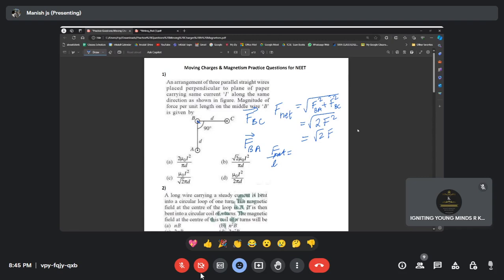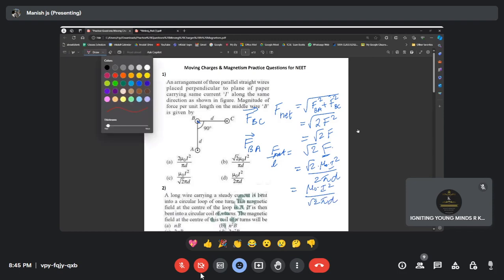So here again, root 2 into F. Force acting per unit length: I am going to substitute root 2 times F, which is nothing but mu naught times I1 I2, I square only, divided by 2 pi A. Instead of A, I am writing D. That's all. 2 you can write as root 2 into root 2. Simplify it. Finally, you will get mu naught I square upon root 2 pi into D. That's it. That is the answer. So which option is true? The option is C. The third option is correct. That is how you solve this question.